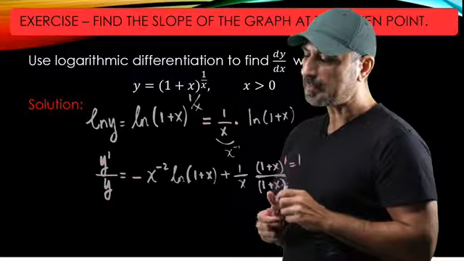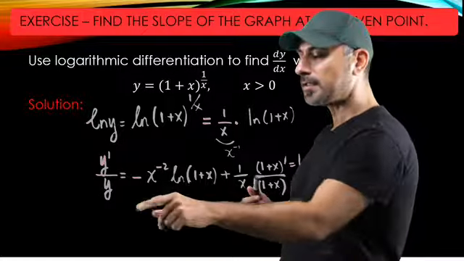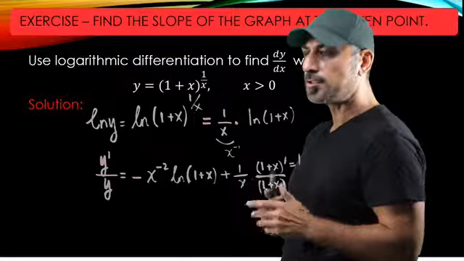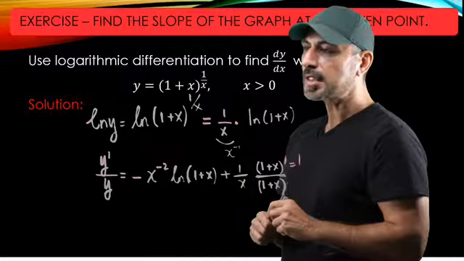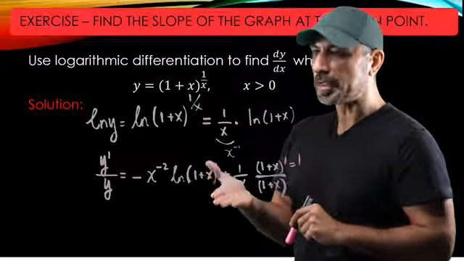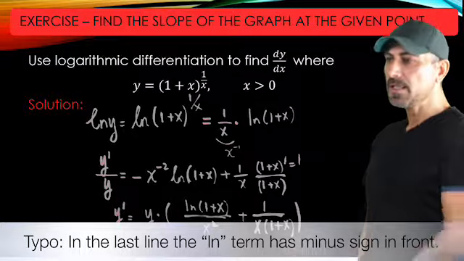In the next step, we're going to solve for y prime, but this task is relatively easy because we already have y prime over y equals this. All we're going to do is multiply both sides of the equation by y, and that's going to give us y prime directly. So simplifying this expression and multiplying both sides by y yields this expression here.